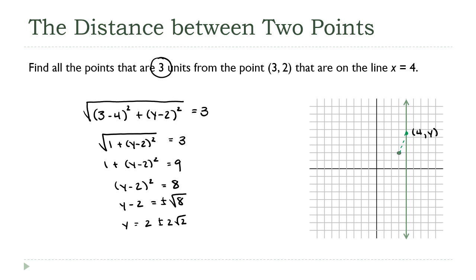Now, be careful, because that's not the answer, right? What did the question ask for? The question asked for points. So my answer should be the coordinates of points. So my answer is the points on that line that are 3 units from 3 comma 2 are going to be 4 comma 2 plus or minus 2 square roots of 2. So yeah, there are 2, and that makes sense, right? Because there's a point up here above the given point, and there's going to be a point down here below it also. So there's 2 answers.